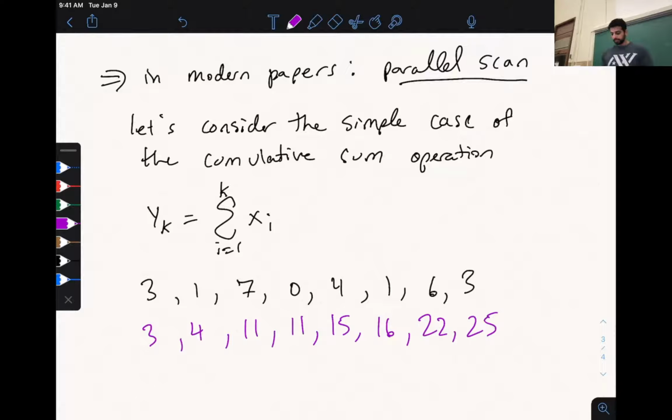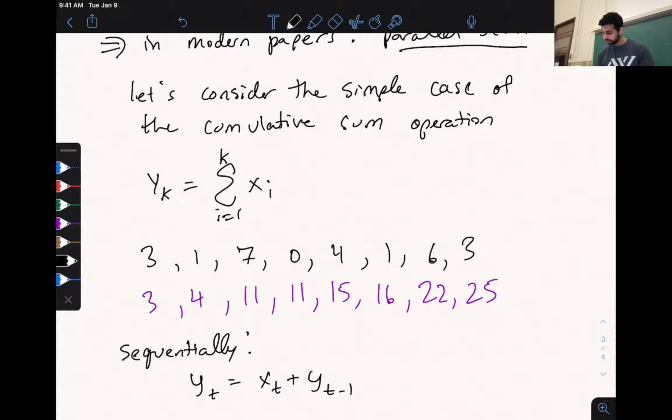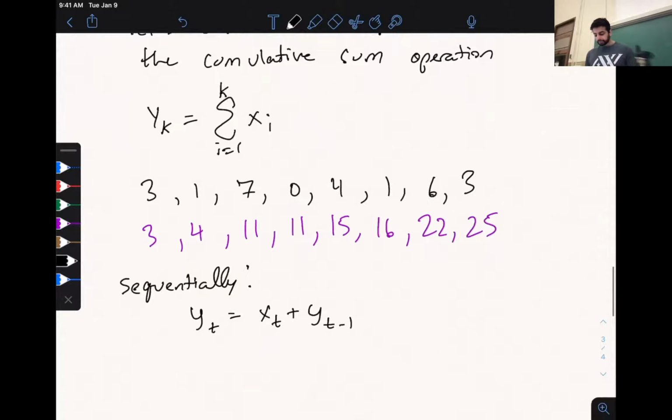So that's our goal. One way to do this is sequential, right? Just like in the recurrent update, I can have this simple update y sub t equals x sub t plus y of t minus 1. This looks a lot like the recurrent update. But we would like to reduce the number of steps that we're doing on any one processor and try to parallelize it so that we can do a lot of this work in parallel and save overall compute.